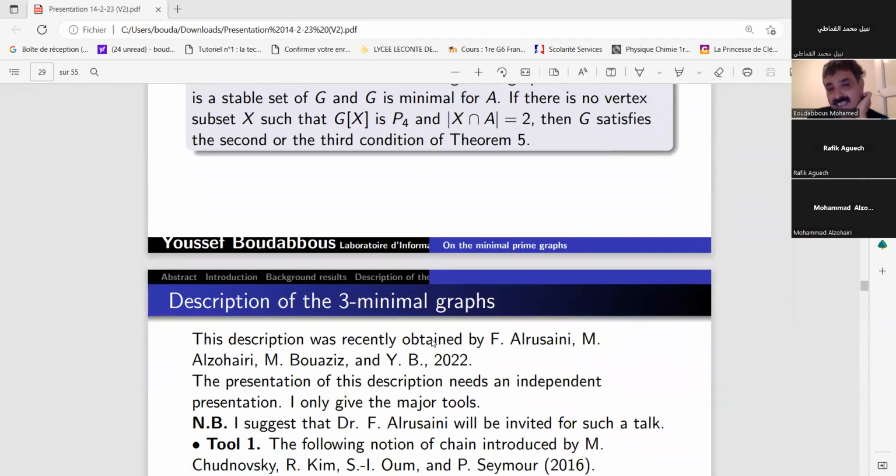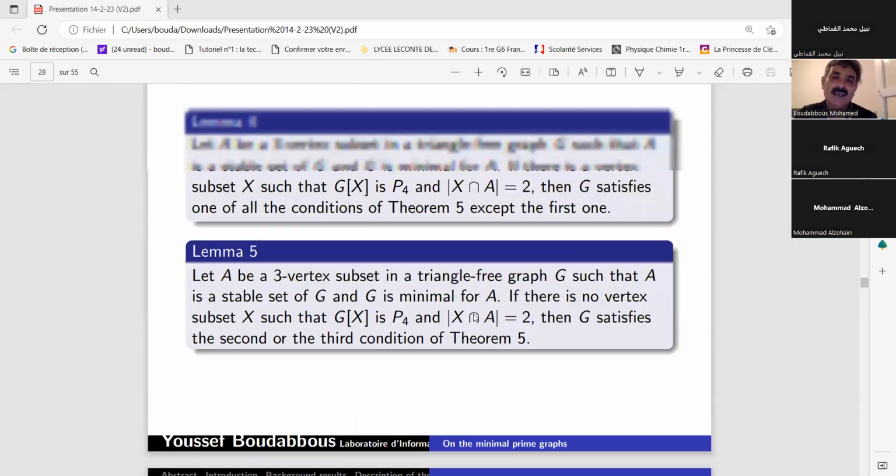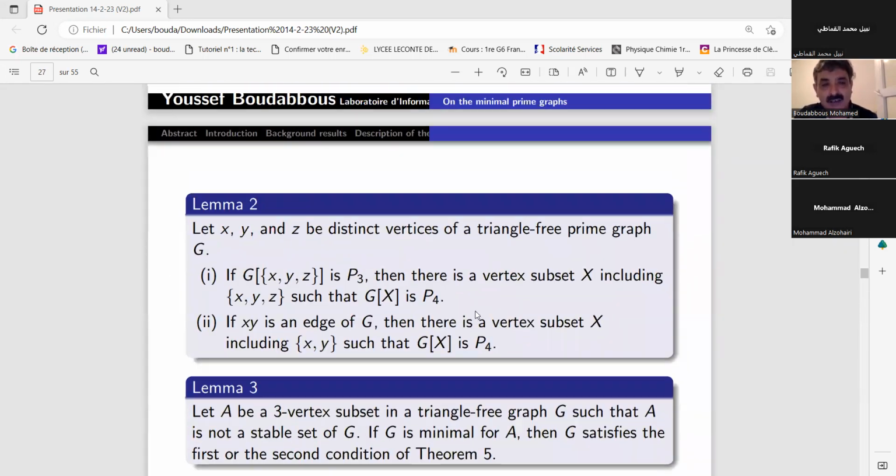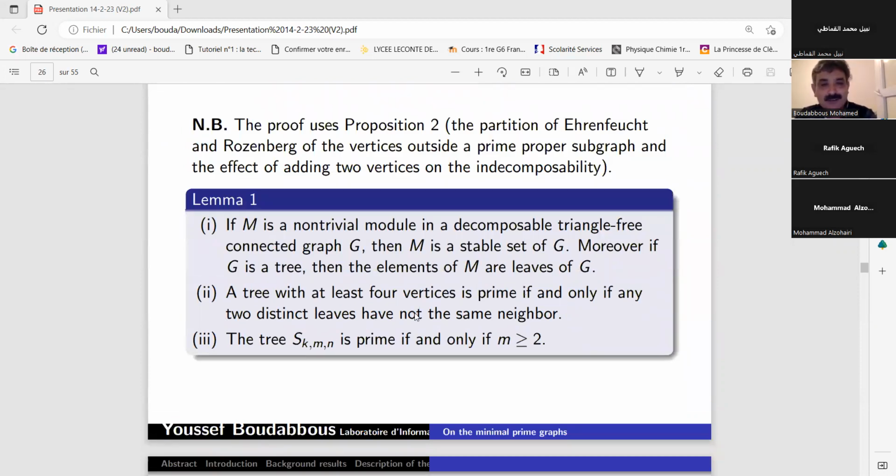This section concerns the description of three-vertex minimal graphs in the general case. Here we use the partition of Ehrenfeucht-Rozenberg, and this result was obtained because the module is simple. Any module is a stable set. Thus, if the module is large, inside the module we know that there is no edge, but this property helped the study.